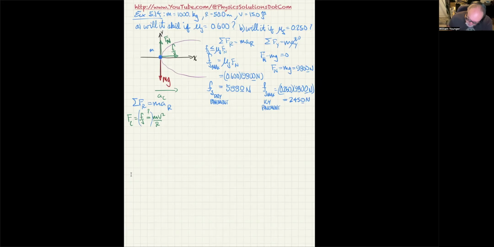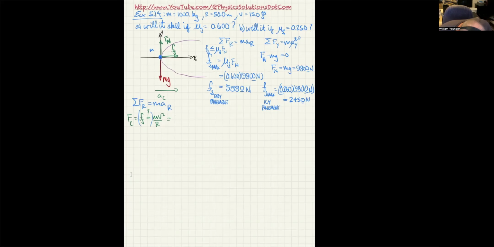So I'm going to put that in parentheses just to remind you that really what we're calculating is the centripetal force, which equals mv squared over r. And we've got to compare it to those two maximum friction forces to see if A or B allows a skid or not. So with that in mind, I'm going to go ahead and say that, and I don't know why I switched to green, but we're going to go with it.